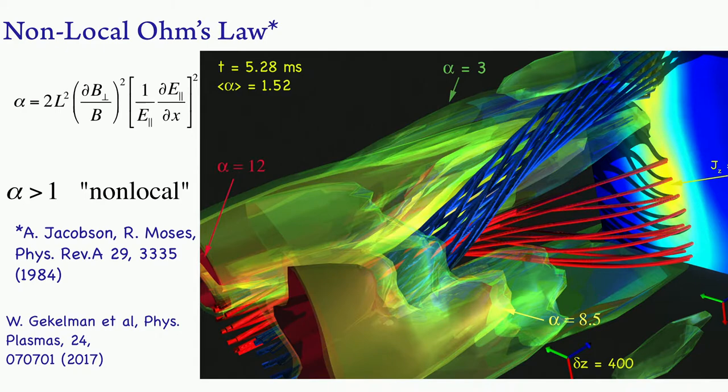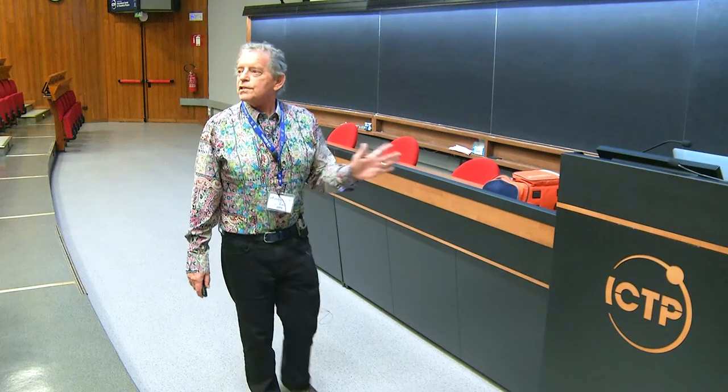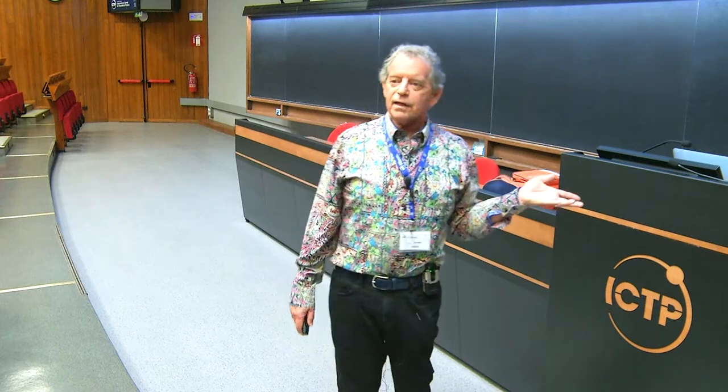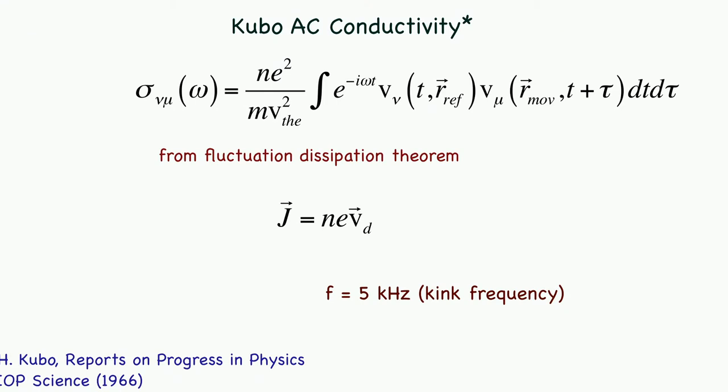So what do you do? All right. Well, I found a paper saying that you can calculate from the fluctuation dissipation theorem. It's a famous paper by Kubo, 1966. Using velocity correlations, you can calculate a conductivity, the AC conductivity. But to us, that's perfect, because the flux ropes are oscillating at 5 kilohertz. So all we have to do is let omega there correspond to 5 kilohertz, okay?